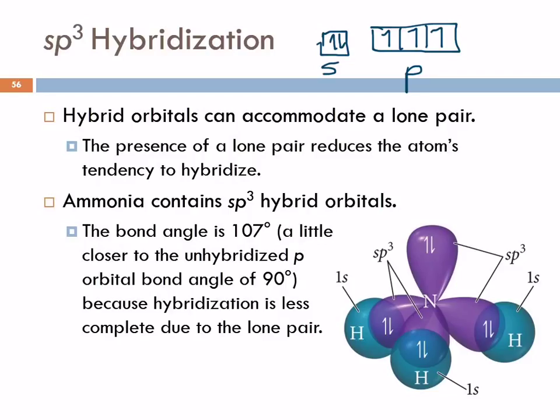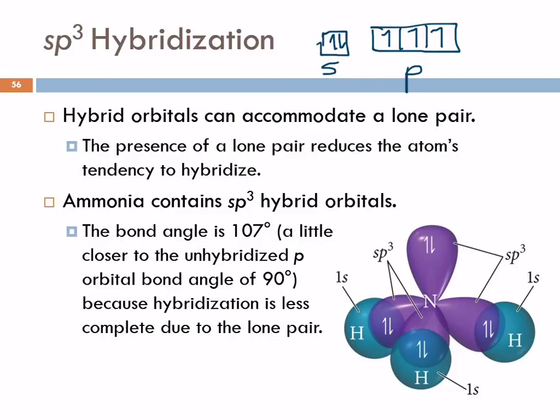And you might say, well, why not just overlap the hydrogens with those half-filled p orbitals? Why hybridize? What would the predicted geometry be then? What would the bond angles be if the hydrogens overlapped with p orbitals? They'd be 90 degrees, right? But that's not what we observe. What we observe is that the bond angle is 107, closer to the unhybridized p orbital of 90, but not 90, right? It's more like the tetrahedral.